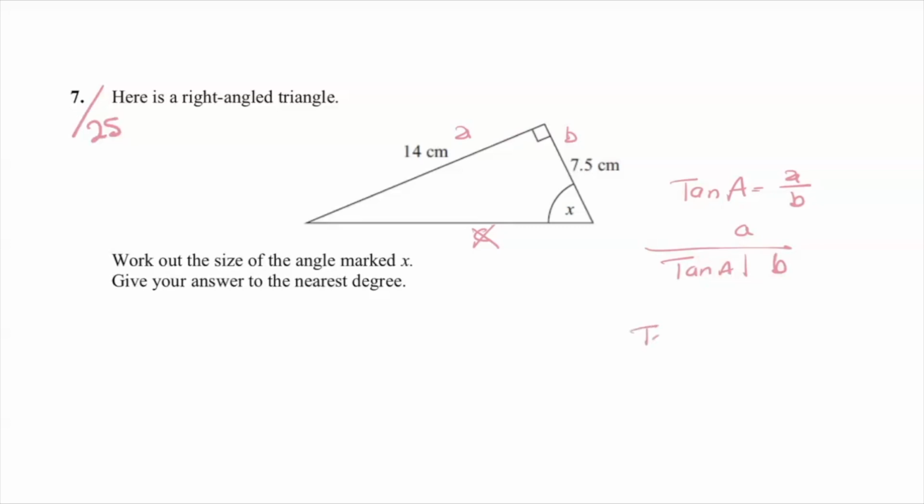So we've got tan, the capital A is our angle, which we don't know. A is 14, B is 7.5. If I want to know what my angle is, I need to get it on its own. So we're going to move the tan across the equals. So my A or my X, I could have changed to X by now. That's the opposite of tan. Put it in your calculator and then just check to see how they want us to round. It's to the nearest degree. So this would be 62 degrees.